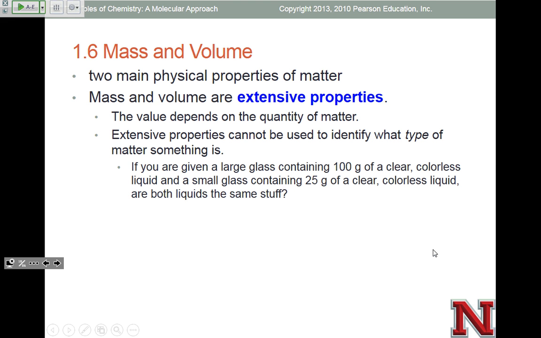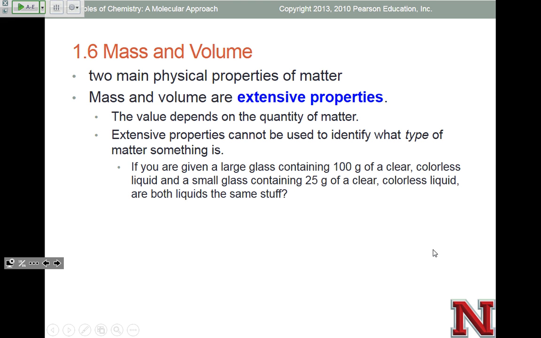So extensive properties can't be used to identify. If I have 1 gram of white powder, the fact that I have 1 gram of it tells me nothing about what it is. All I know is how much I have. So that's what we mean by it can't be used to determine what it is. If I have a large glass and my liquid is clear and colorless, and a small glass containing a clear and colorless liquid, are they the same? I don't know. There's no way that mass is going to tell me if they're the same. There's more things I need to do to determine if those two samples are the same thing.